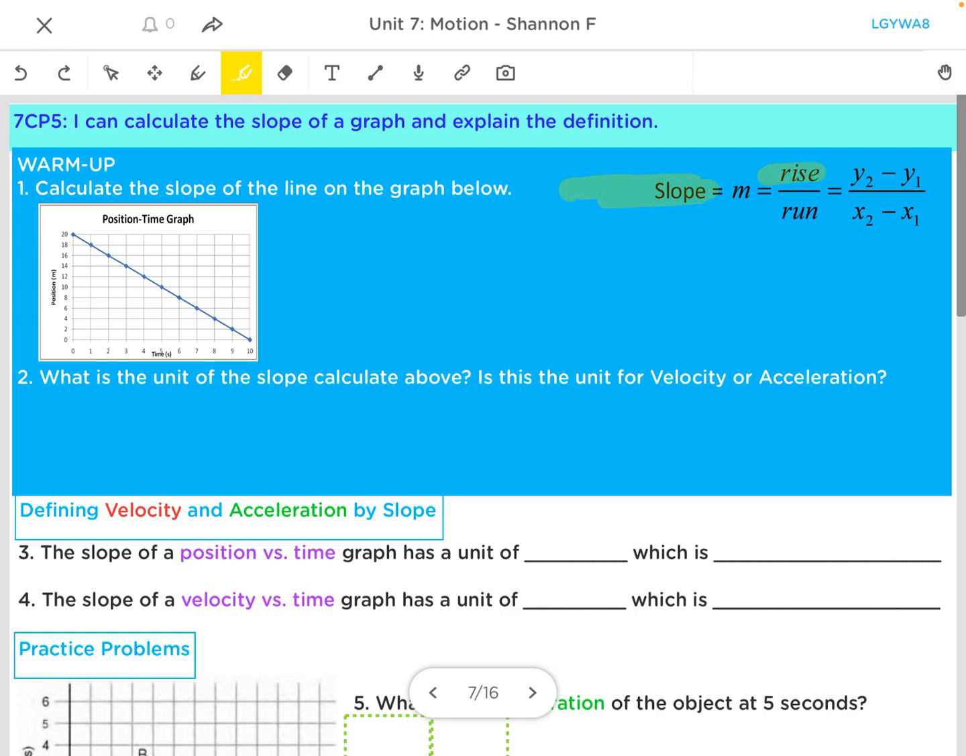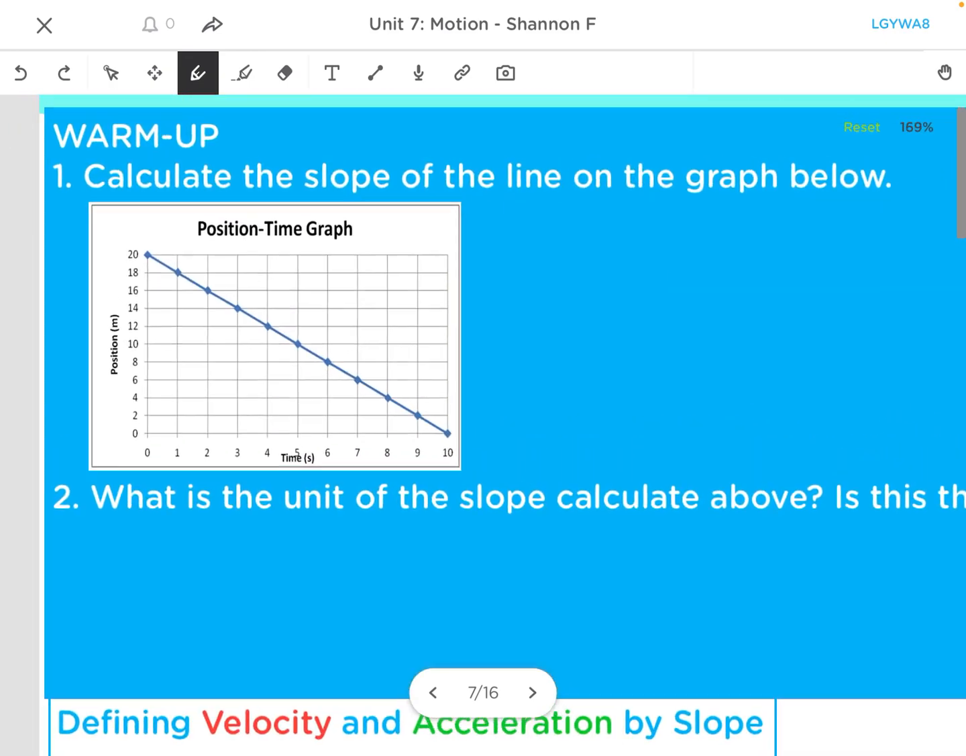Slope is your rise over your run, or you could pick 2 points and find the difference in y divided by the difference in x. We're going to practice that for question number 1 together right now. Question number 1 asks us to calculate the slope of the line on this graph.